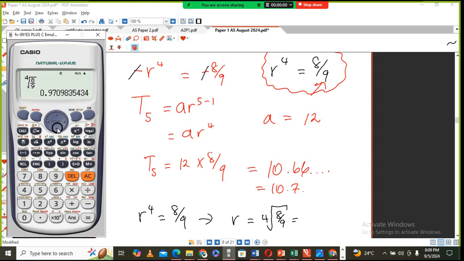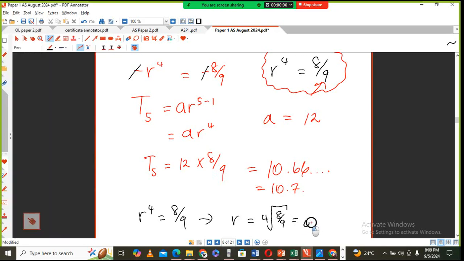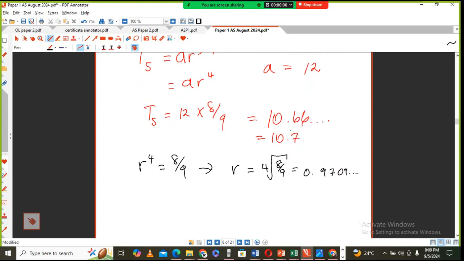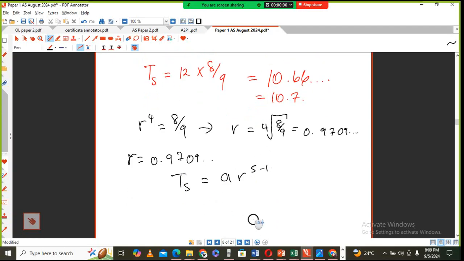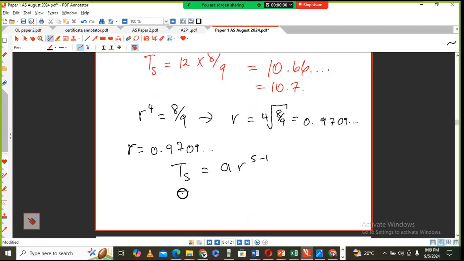Now, I'll just write that number down, just a few digits, right? So it's 0.9709, blah, blah, blah. Now you are saying to yourself, my r is equal to 0.9709, blah, blah. Now you say the fifth term will be a r raised to the power 5 minus 1. So you go back and you substitute, right? Then you say, my first term is actually 12. Then you put in this value 0.9709, blah, blah, blah, right? But you keep the calculator value, right? Raise that to the power 4.